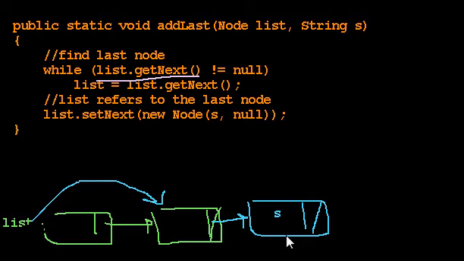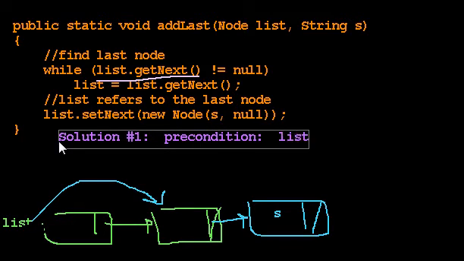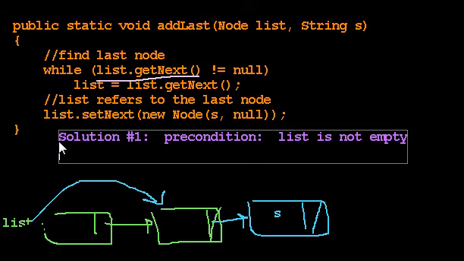And I think there are two reasonable solutions. Solution number one for handling empty lists is add a precondition that says list is not null. This doesn't work for the empty list. List is not empty, has at least one value, however we want to express that. And that's a reasonable precondition. Maybe we don't know what to do if the list is empty. Maybe add last shouldn't work when the list is empty, right? I mean, if the list is empty, you can't add.